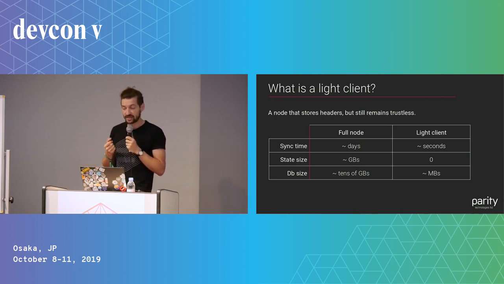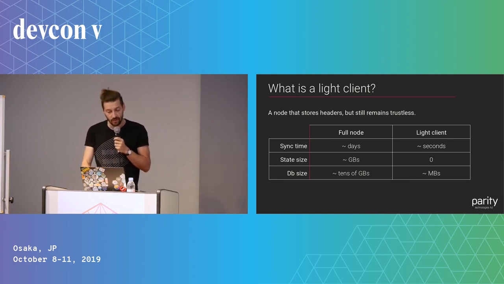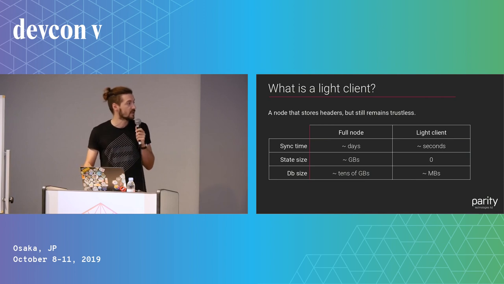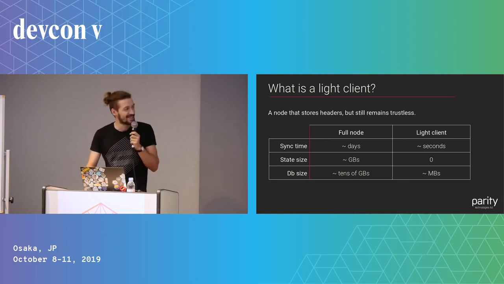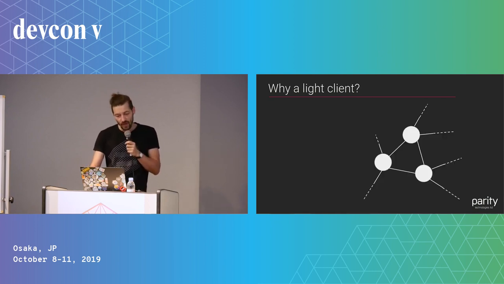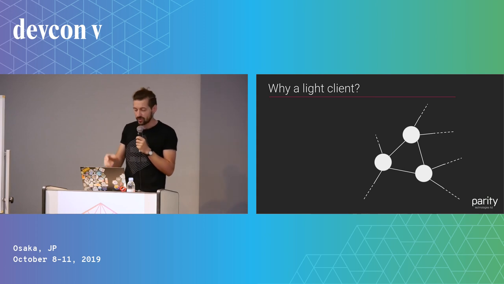And the database that you're going to have, again, on your desktop or on your mobile, it's going to be tens of gigabytes. People are talking about terabytes. I won't go into this debate, but anyway, for full nodes and light client, we're talking about a couple hundreds of megabytes, actually. So what is a light client, or why do we want to use a light client?